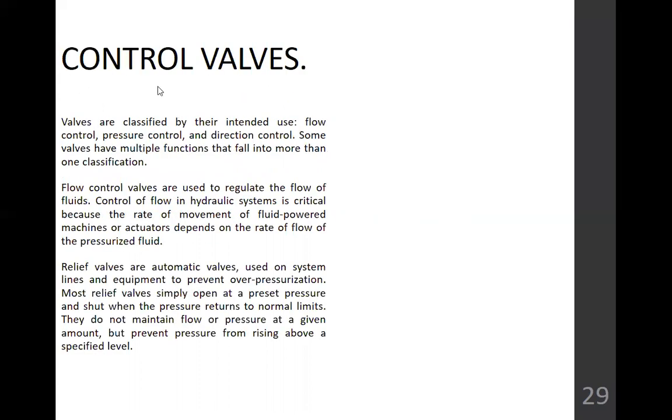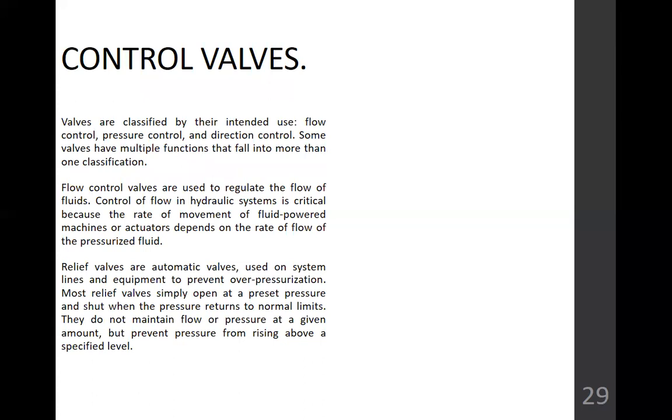Next is the control valve. Valves are classified by their intended use: flow control valve, flow; pressure control, pressure; and direction control, direction. Some valves have multiple functions that fall into more than one classification. Okay, so flow control valves are used to regulate the flow of fluids.